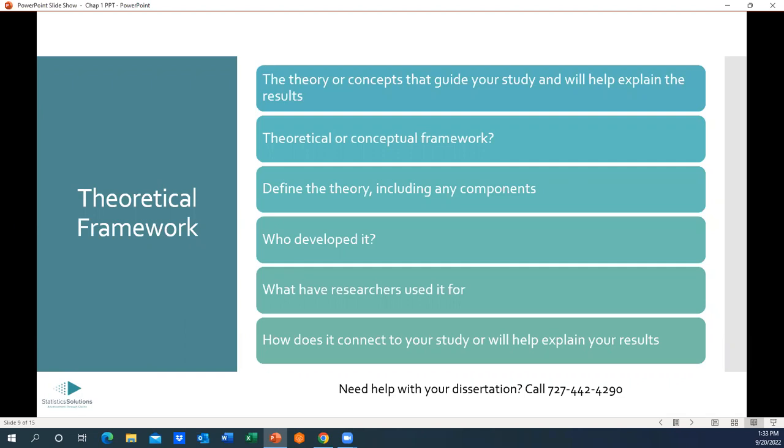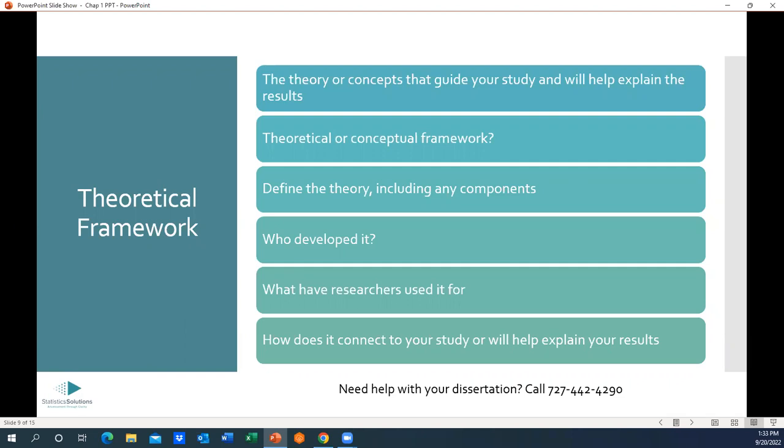Okay. After you would do that, if we're still with our example, you would do the same thing for transformational leadership, because those two theories are going to act as your theoretical framework. For a conceptual framework, again, more closely associated with qualitative studies.